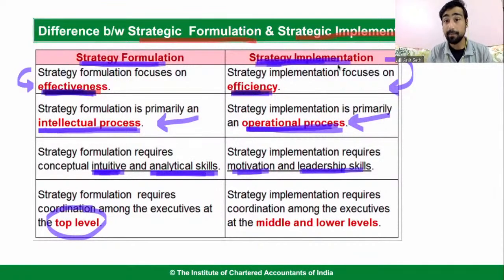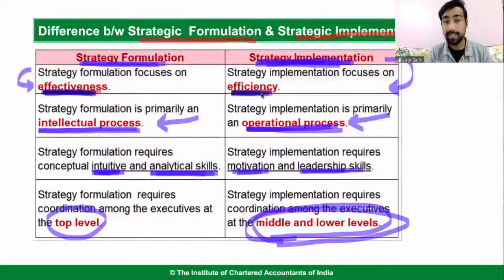Strategy implementation is generally done by middle and lower level. टॉप लेवल देखता है फॉर्मुलेशन, मिडिल एंड लोअर लेवल देखता है आपका इम्प्लीमेंटेशन, राइट? एफिशिएंसी, इफेक्टिवनेस. Formulation is effectiveness, doing the right things. Implementation is efficiency, doing the things in the right way, right? That is efficiency. Cool. Super simple.